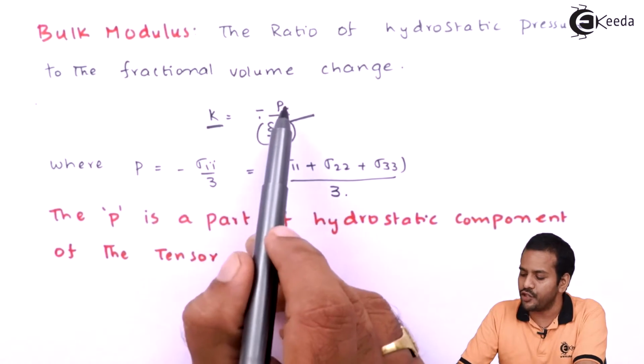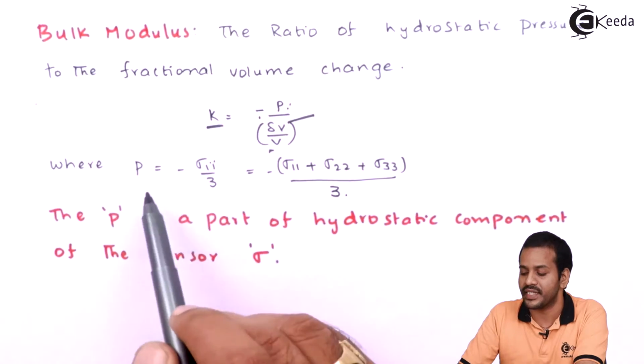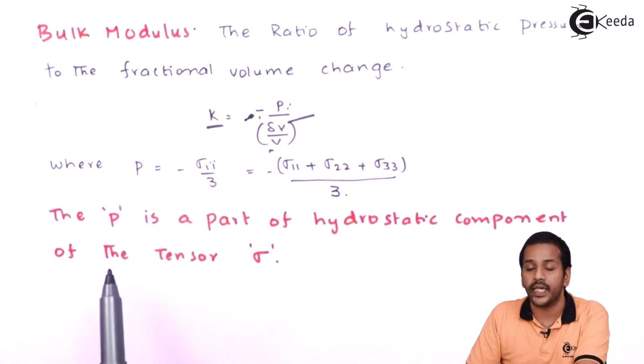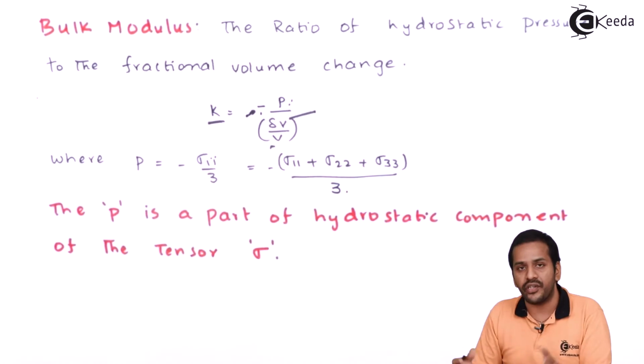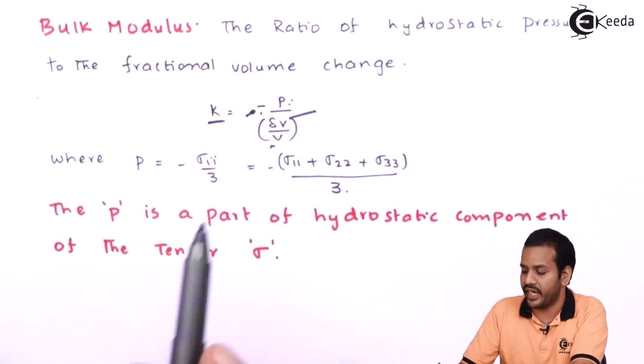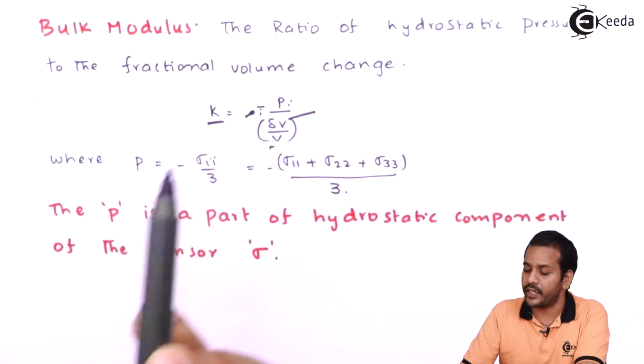So now if you take the ratio of this hydrostatic pressure by this one, we have kept the negative sign here because this hydrostatic pressure itself is a negative quantity. In order to negate that, we have kept the negative sign here.